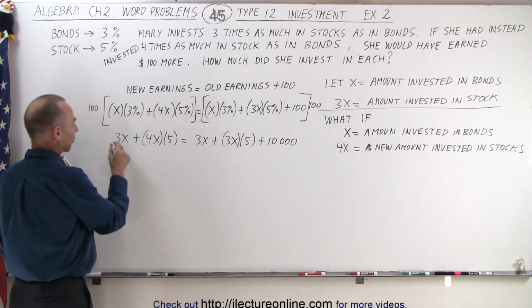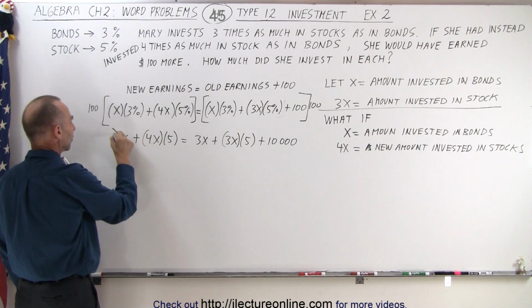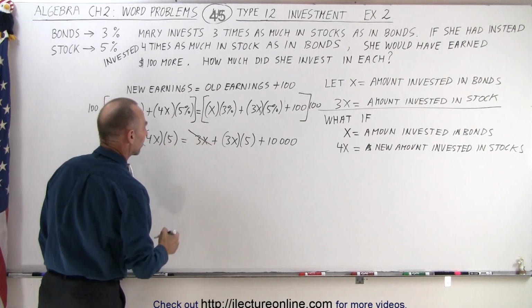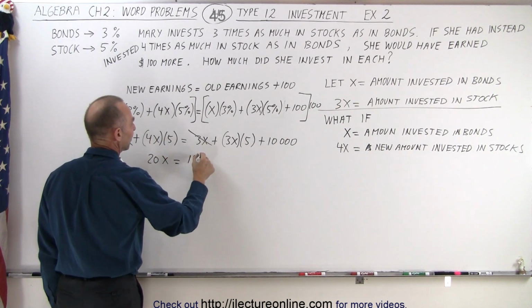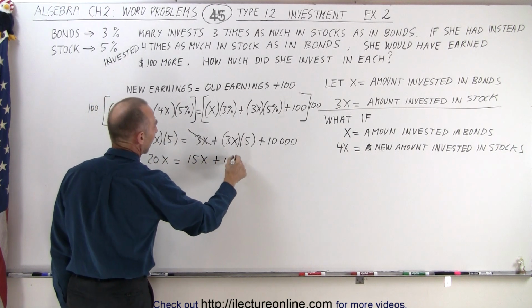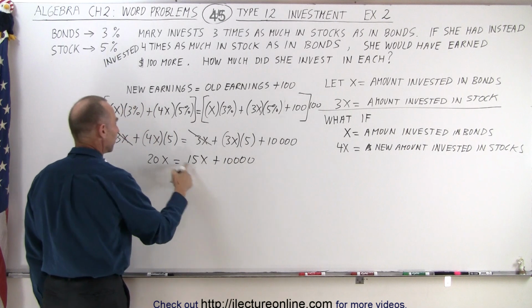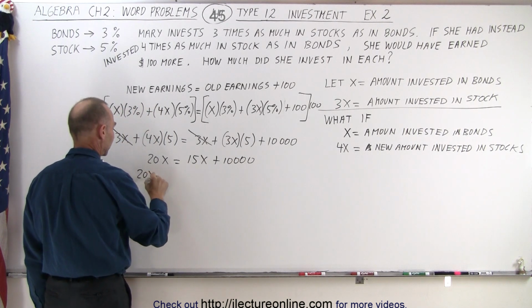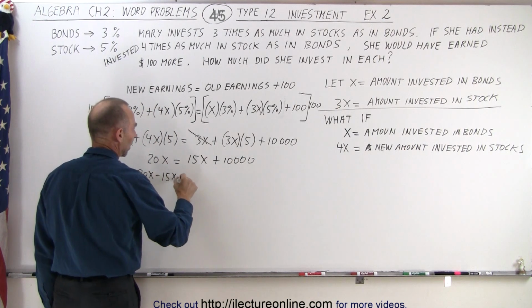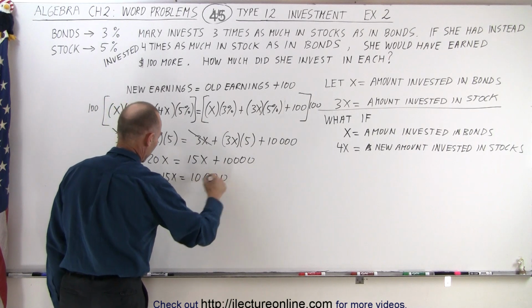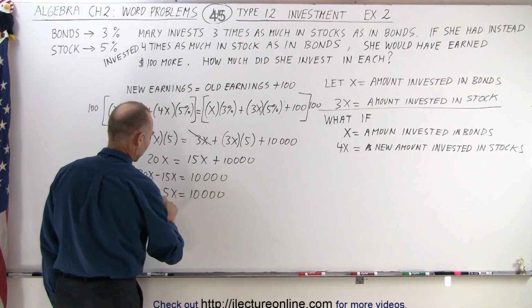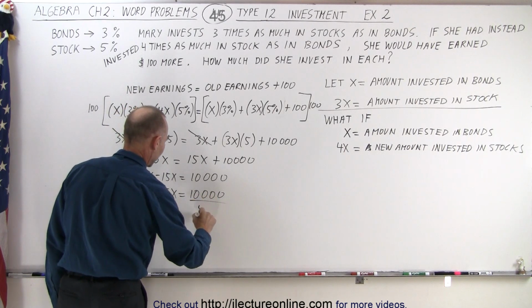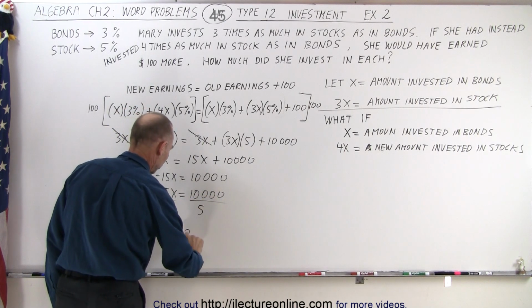And then we can see we have a 3x on both sides of the equation, so this 3x cancels out with this 3x. Now we have 20x is equal to 15x plus 10,000. Moving the 15x across, we get 20x minus 15x is equal to 10,000, or 5x is equal to 10,000. Divide both sides by 5, and we get x is equal to 2,000.